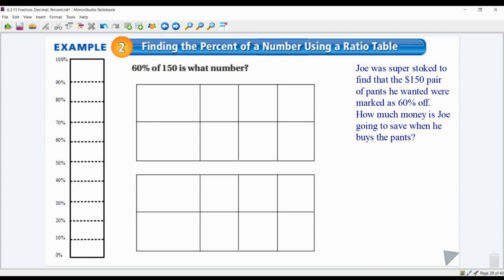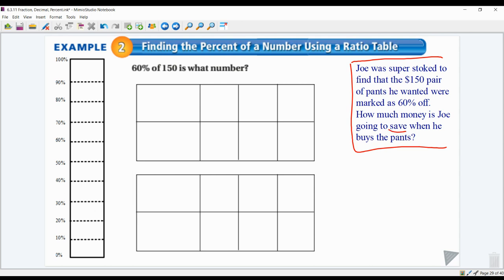This time I'm going to add another strategy that we have, a ratio table. And here's the story, right? So we can use this story over here. Joe was super stoked to find that the $150 pair of pants he wanted were marked as 60% off. So I want to figure out what he's going to save, right?